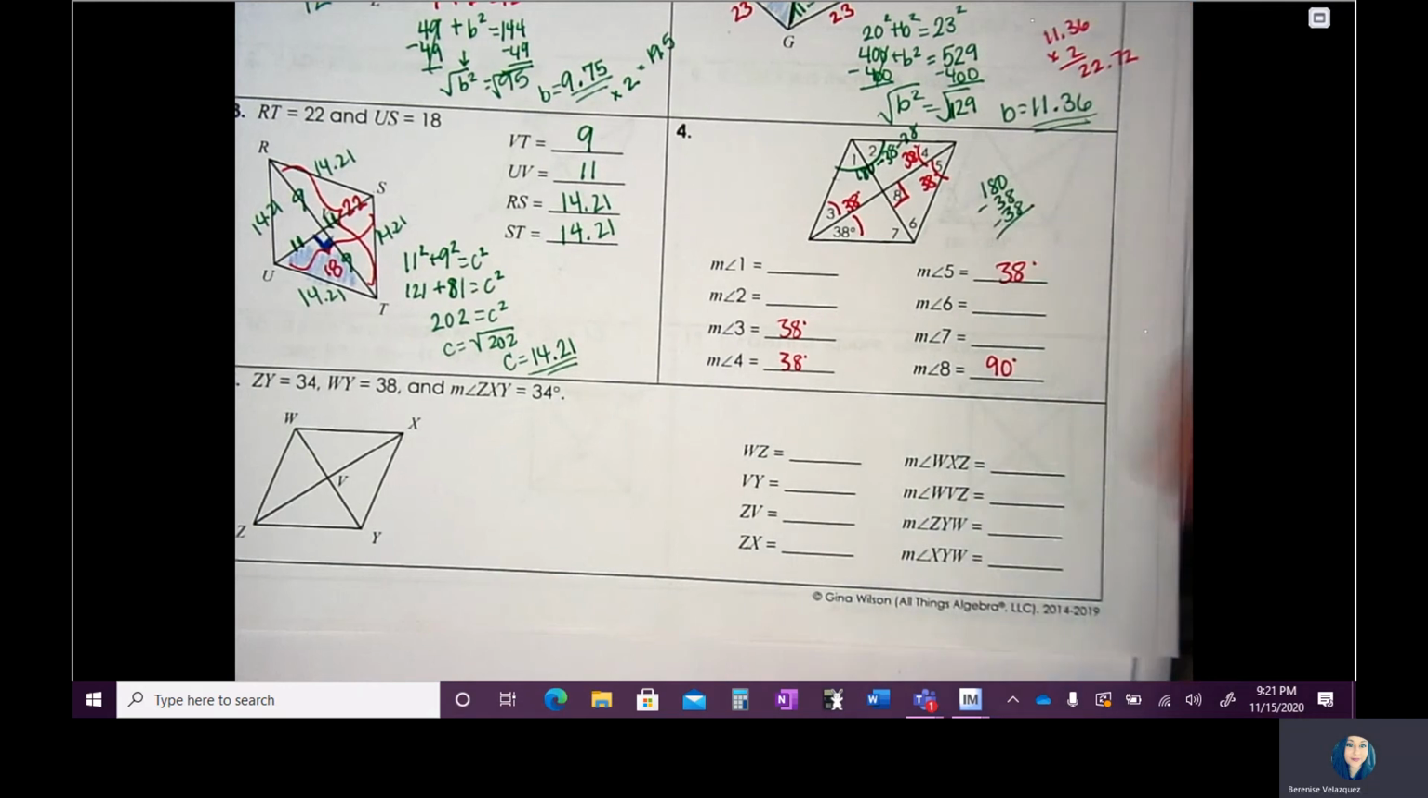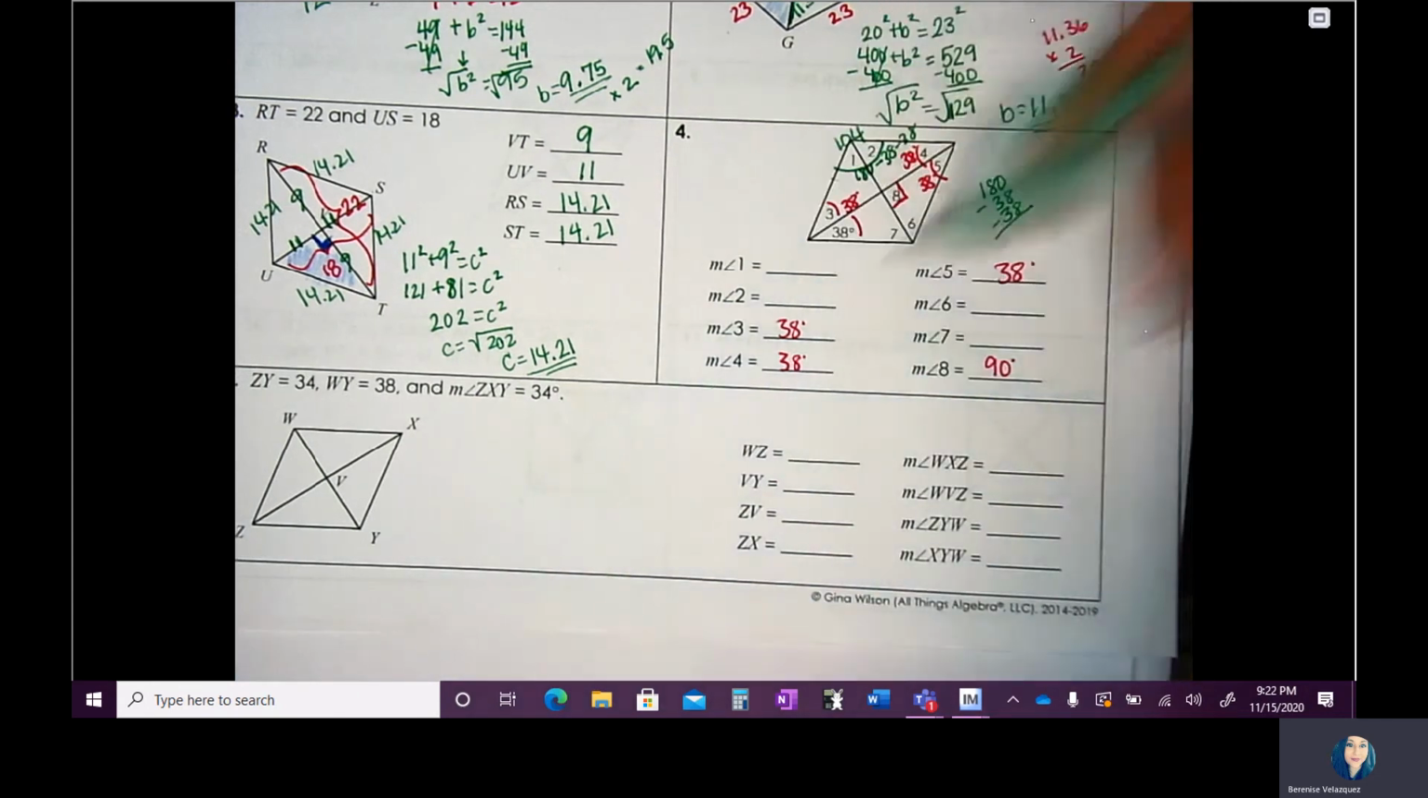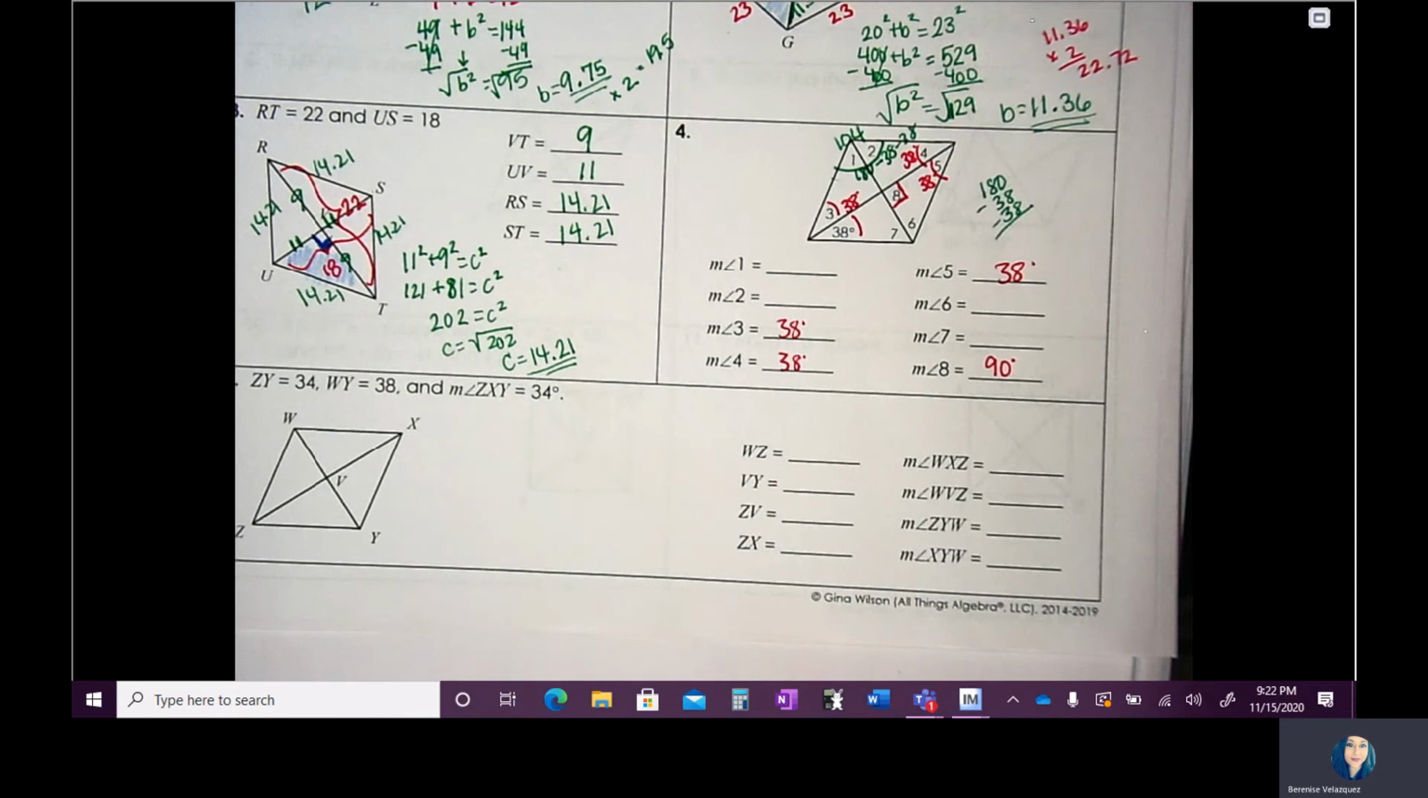Okay, so that's what I'm doing. That's what I wrote right there, but it was kind of getting sloppy. So now what I'm going to do is take my calculator. I'm going to do 180 minus 38 minus 38. Okay, that gives me 104. That is not the answer that goes in the blank. 104 is the whole thing.